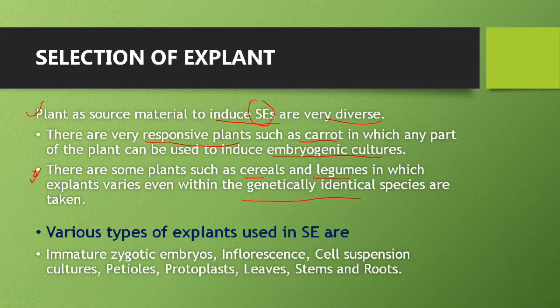Various types of explants used for somatic embryogenesis can be immature zygotic embryos or any other part of the plant, such as inflorescence. It could be derived from callus culture as well as cell suspension culture, from the plant petiole, protoplasts of leaves, or protoplasts, stem and roots. So it can be formed from any part of the plant.